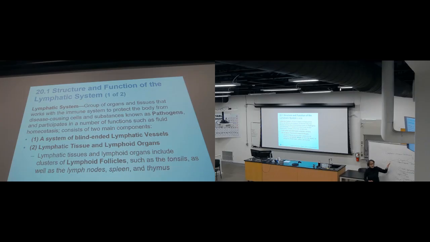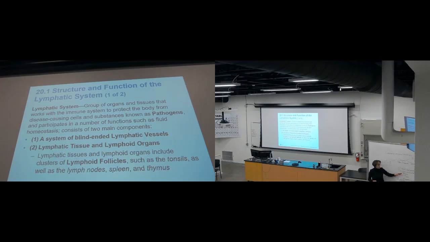Primary organs are either where the cells are produced or where they mature. Both B and T lymphocytes are produced in the bone marrow, and B cells mature in the bone marrow while T cells mature in the thymus. We will see later what the thymus is. And then the secondary organs will be lymph nodes, spleen, and appendix.